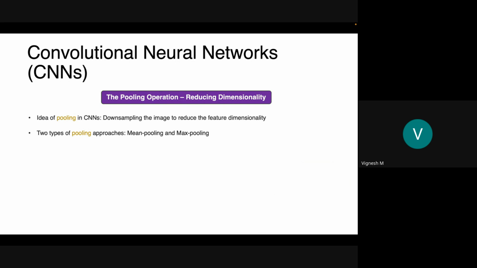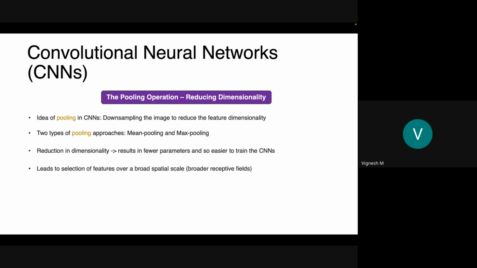So just to summarize this part very quickly, the reduction in the dimensionality is very important because often, if you have too many parameters, then it becomes harder to train the network. So fewer parameters helps, so it's easier to train the CNN. So that's number one. And it leads to selection of features over a broad spatial scale.